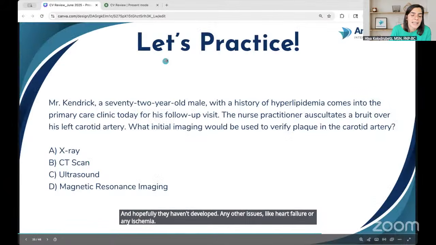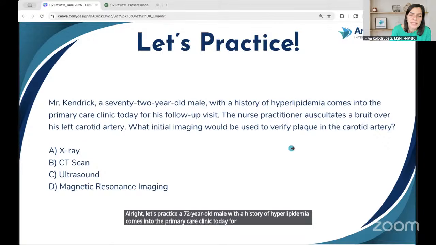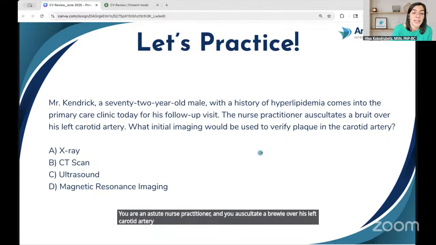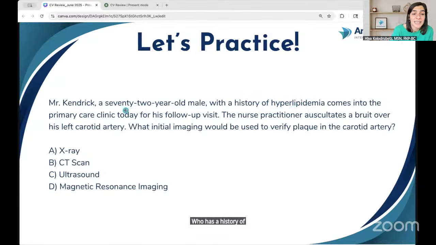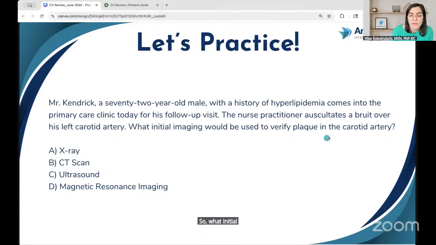All right, let's practice. A 72-year-old male with a history of hyperlipidemia comes into the primary care clinic today for his follow-up visit. You are an astute nurse practitioner, and you auscultate a bruit over his left carotid artery. So you're doing a good job, checking for a bruit in this patient who has a history of hyperlipidemia, and he's 72 years old, and he's male, right? So what initial imaging would be used to verify plaque in that carotid artery?